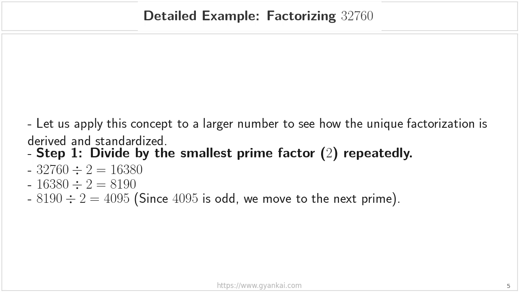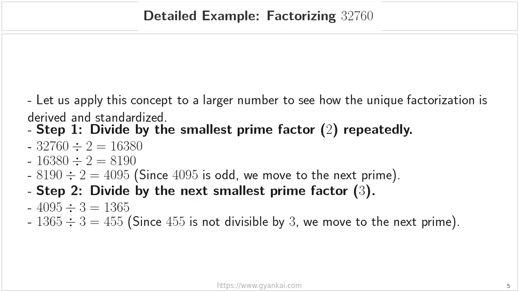Now, notice that 4,095 is an odd number, so we can no longer use 2. This means we must move on to the next prime number. Moving to step 2, we look for the next smallest prime factor, which is 3. We divide 4,095 by 3 to get 1,365. If we try to divide 1,365 by 3 again, we find it is no longer divisible, so we proceed to the next prime.